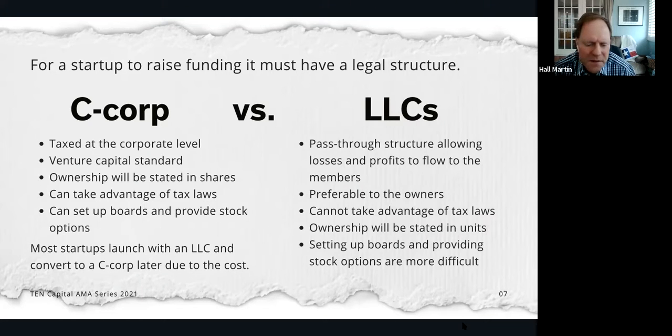The difference, as you'll see on this slide, is C corps are taxed at the corporate level. LLCs are typically pass-through structures that allow losses and profits to flow to the members. And so when you get to a certain scale or size, you have to give up that pass-through structure and just go to the corporate taxing structure. So there are some advantages of starting with an LLC like that one. The Delaware C corp is the venture capital standard, and so you'll see all the documents are set in it, so you want to stay with it.